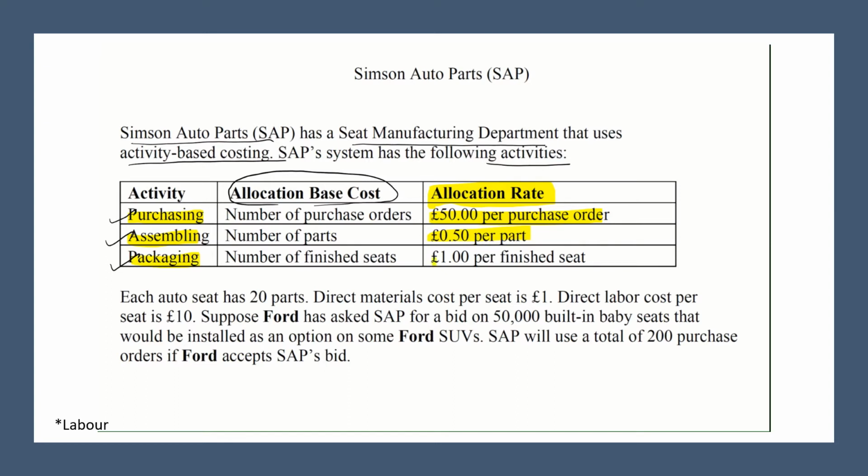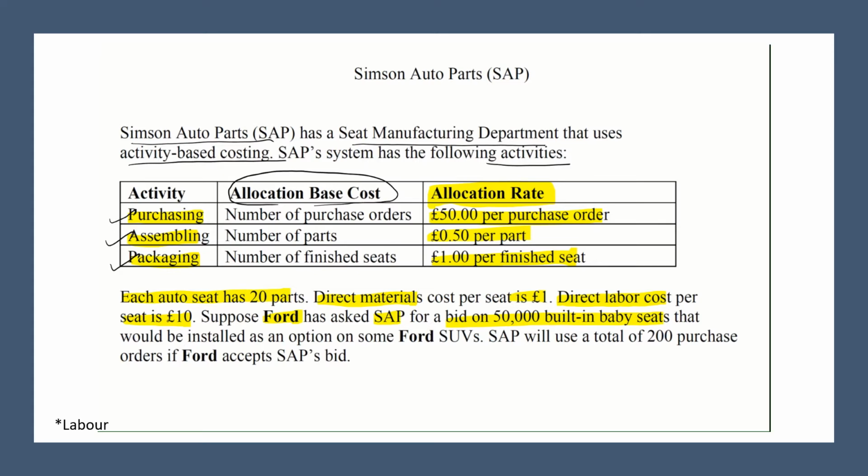So the rate which you have been calculating in earlier activity-based costing doesn't apply here because the information is directly given to you. Then some more information has been given: each auto part has 20 parts. We have been given information about direct material. Direct labor information is also given to us. And the case is that supposedly there is a company, Ford, and they have asked the company SAP, which is Simpson Auto Part company, to bid for 50,000 built-in baby seats.